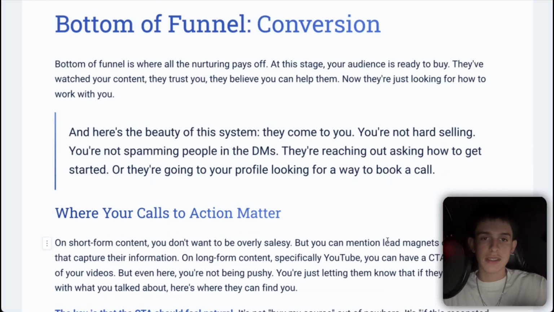And here's the beauty of this system. They come to you. You're not hard selling, you're not spamming people in DMs. They're asking you how to get started, or they're going to your profile looking for a link to book a call with you. And if you're selling something else like a digital product or books, they're just simply putting their credit card info in and purchasing it.